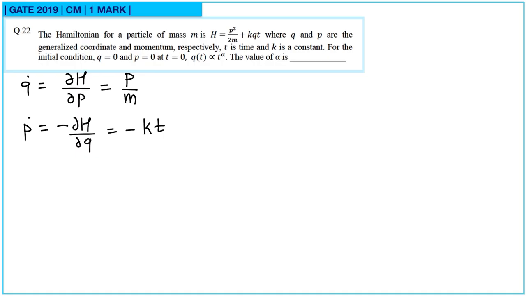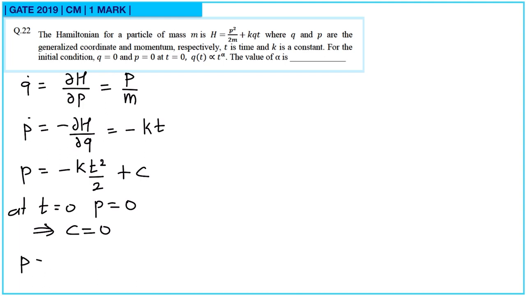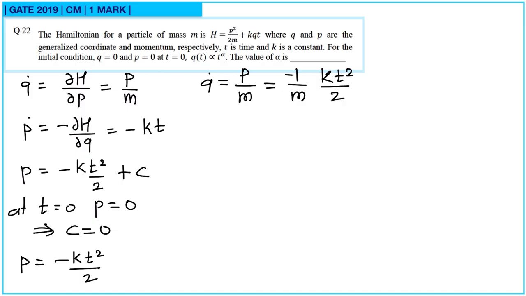So from this p dot we can calculate p. So p will be integration of minus kt, so that will be equal to minus kt square by 2 plus some integration constant. Now at t is equal to 0, it is given that p is equal to 0. That means this c will be 0. So p is equal to minus kt square by 2, that is p. Now q dot is equal to p by m. That means it is 1 by m into p, which is minus kt square by 2.